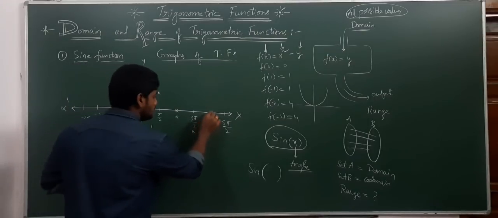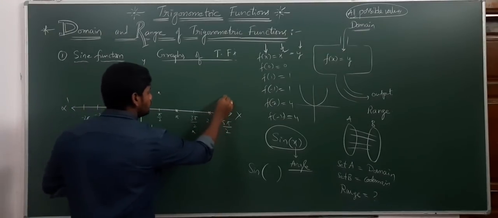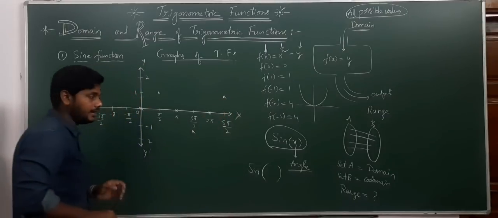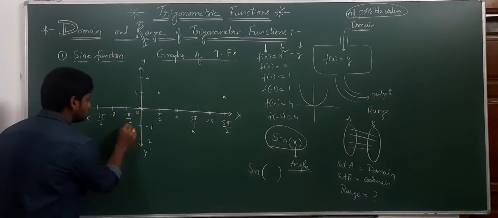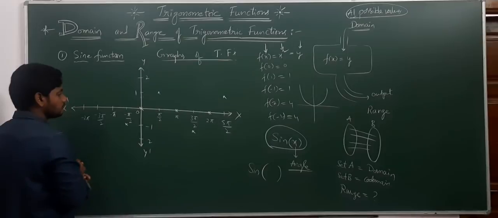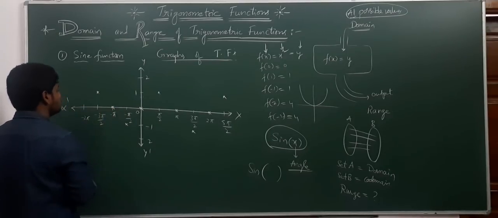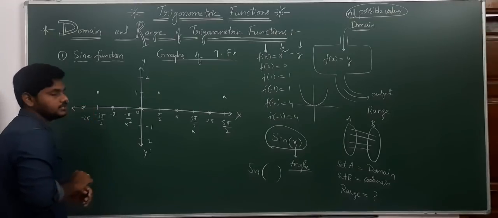Sin 2 pi is 0. Sin 5 pi by 2 is 1. And again, sin minus pi by 2 is minus 1. Sin minus pi is 0. Sin minus 3 pi by 2 is 1. Sin minus 2 pi is 0.